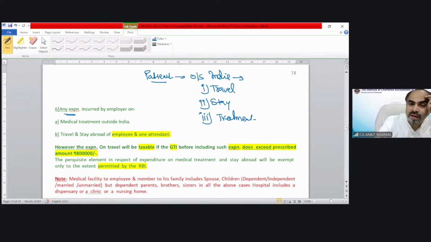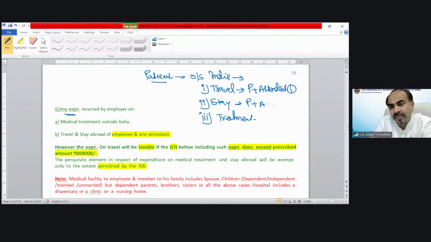Now let me ask you a question. Is it possible that the patient is going to travel alone outside India for the purpose of treatment? Practically not possible. So generally they provide this travel exemption for patient and attendant. Only one attendant is permitted. So if the employer is paying for the patient's travel as well as the attendant, one attendant of the patient, and if the employer is paying for both of them, the perquisite would be completely exempted. So you can see how practically and how emotionally income tax is providing you exemption in case of health. Again, the stay expenditure, patient and attendant, both allowed.